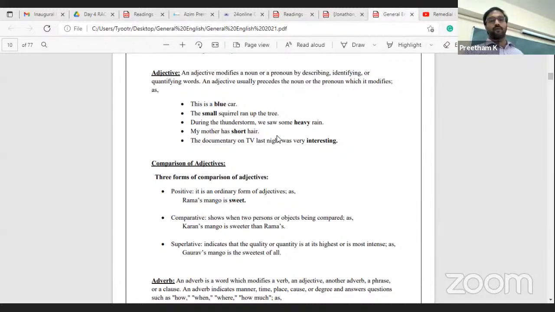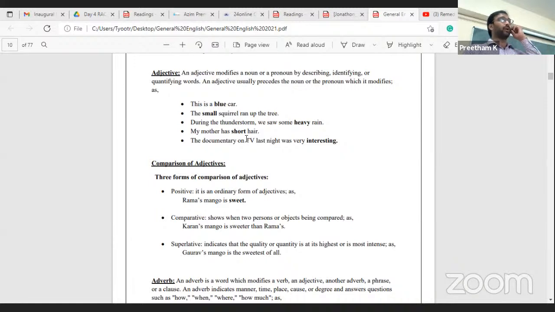During the thunderstorm, we saw some heavy rain. Heavy rain. Many times they wouldn't have highlighted the words. You should identify. How do you identify an adjective? You should first identify the noun and see is there any word that is describing a noun or a pronoun. Rain is used as a noun. Heavy describes it. My mother has short hair. Hair is a noun. Short.